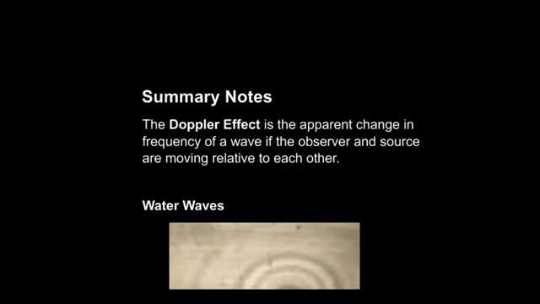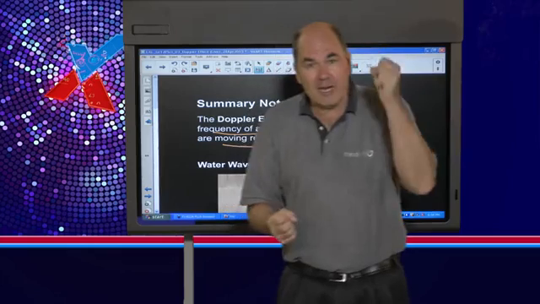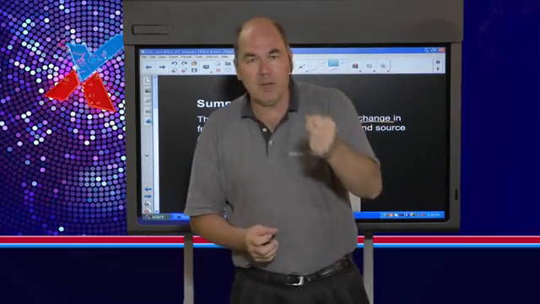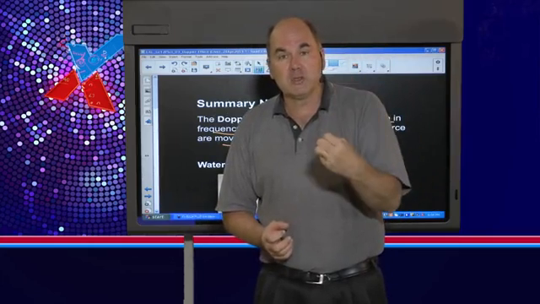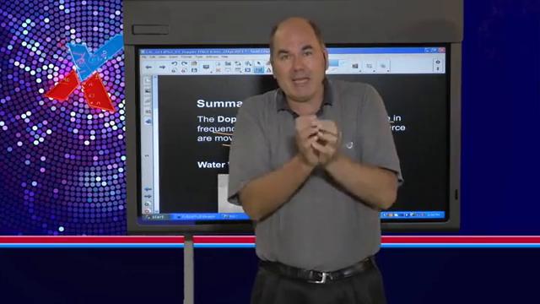It says that it's the apparent change in the frequency of a wave if the observer and the source are moving relative to one another. Guys, that's quite a mouthful, so let's try and break it down for a moment. The source of a wave is where it's produced, so the machine that is making waves.